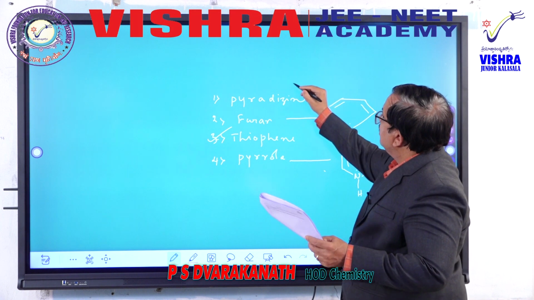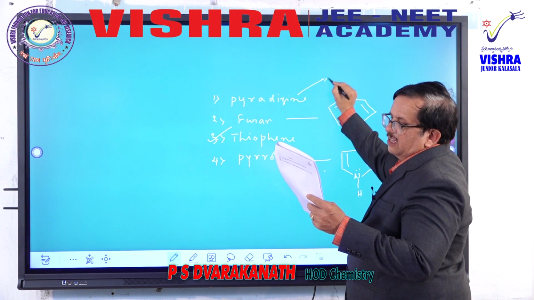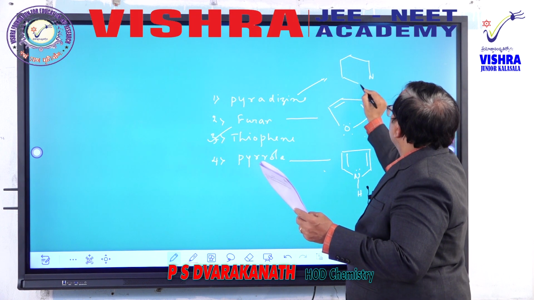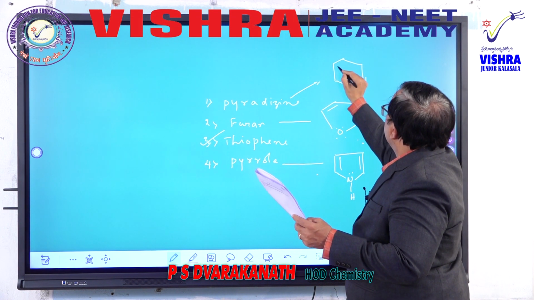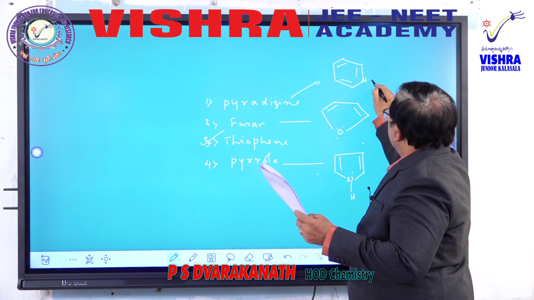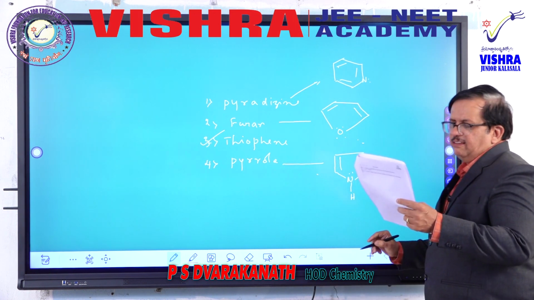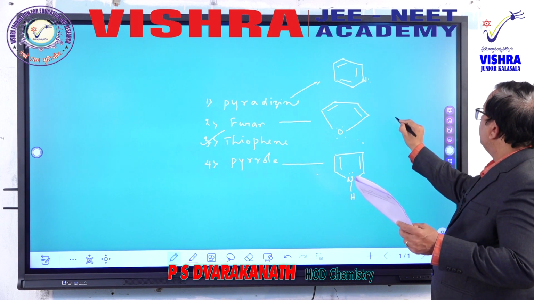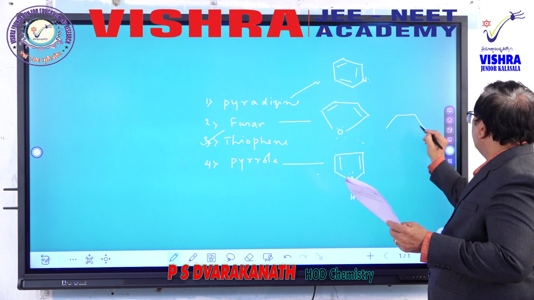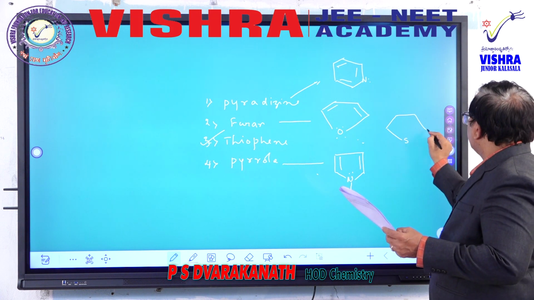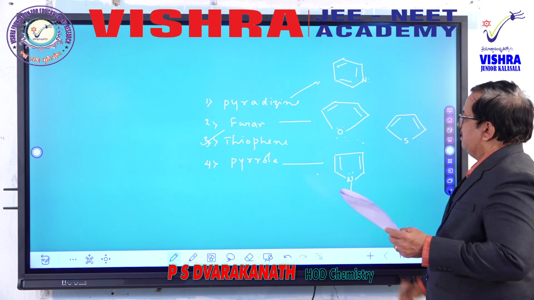Then pyridazine. Pyridazine is the one in which nitrogen atom is present here. Okay. Therefore, thiophene contains a sulfur atom. If the oxygen atom in the furan is replaced with a sulfur atom, then you get thiophene.